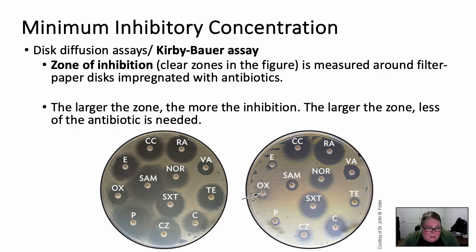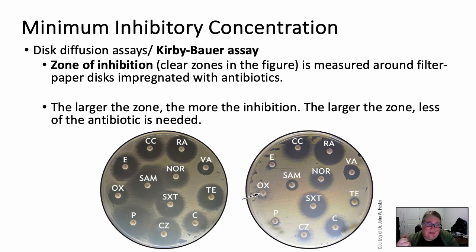Now, we're going to do these in Lab 7. So this is kind of a good slide to pay attention to. We call them disk diffusion assays or Kirby-Bauer assays or Kirby-Bauer tests. So what we're going to do is use little filter paper discs that have been soaked in antibiotics. Okay, they're dried out, they're not wet.